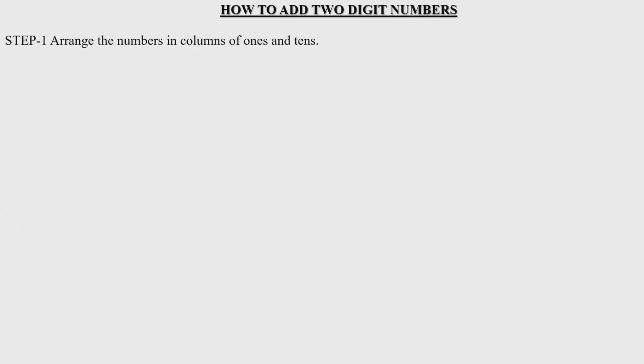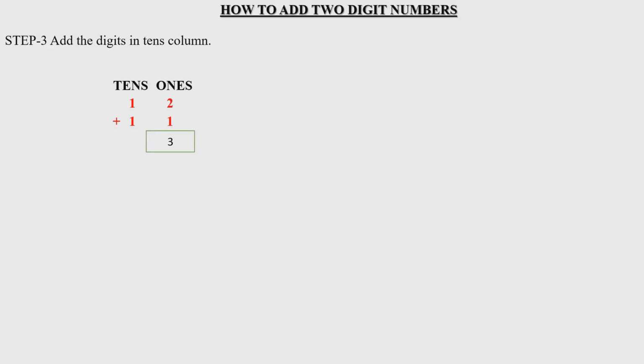Step 1. Arrange the numbers in the columns of ones and tens. Example, we have two numbers, 12 and 11. So, in 12, write 1 at tens place and 2 at ones place. In 11, write 1 at tens place and another 1 at ones place. Step 2. Firstly, add the digits in ones column. So, 2 plus 1 is equal to 3. We will write 3 in ones column.